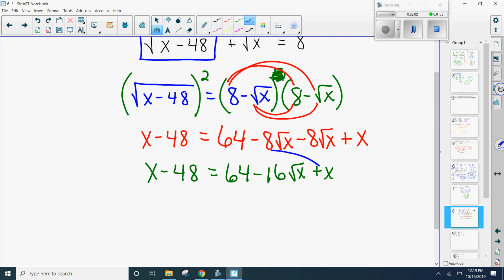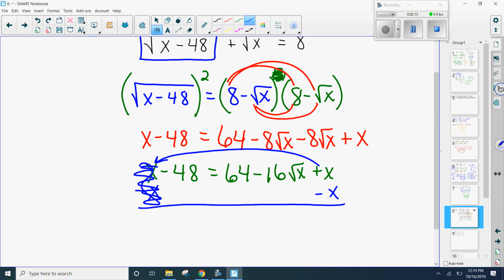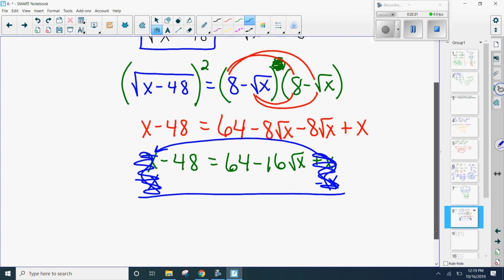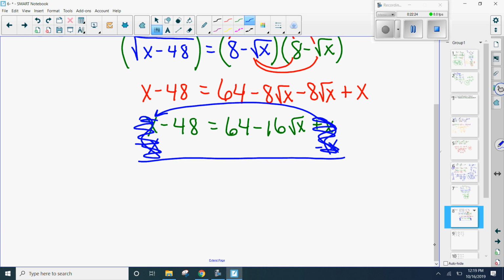What happens when you move this x over to the other side? No, you're subtracting it. So when you subtract it, what happens? Cancels out. Now, does this look better? Yeah, that looks a lot better than the square root of x times the quantity x minus 48. So let's move the 64 over. We want to isolate the radical. So we're going to move 64 over by adding it. And if you add, what are you going to get?